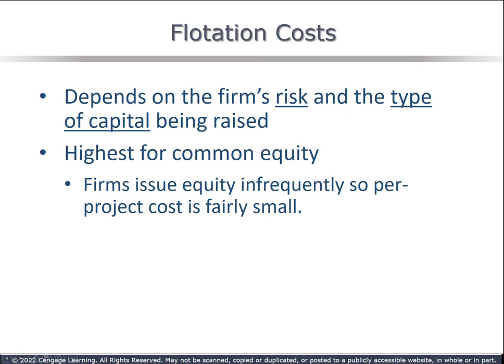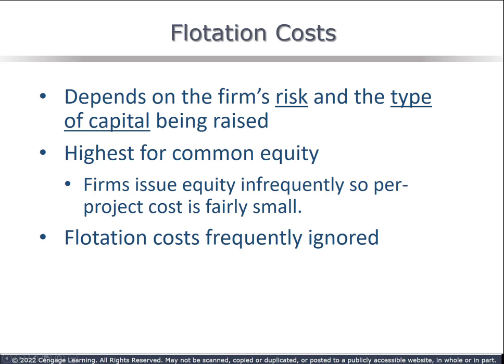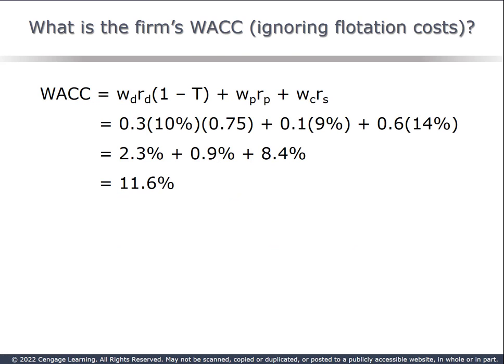Flotation costs for common equity are the highest since the asset is the riskiest. Flotation costs are often ignored for both preferred and debt since they're significantly smaller. Ignoring flotation cost and using the cost of retained earnings as the cost of equity, we substitute into the weighted average cost of capital equation and find a cost of capital of 11.6%.